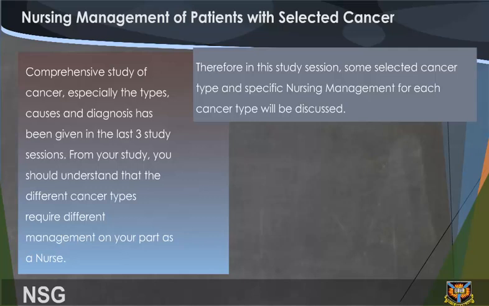Comprehensive study of cancer, especially the types, causes, and diagnosis has been given in the last 3 study sessions. From your study, you should understand that the different cancer types require different management on your part as a nurse. Therefore, in this study session, some selected cancer type and specific nursing management for each cancer type will be discussed.